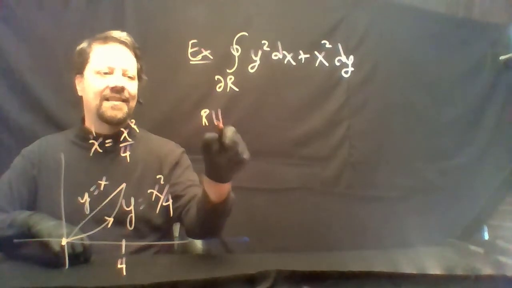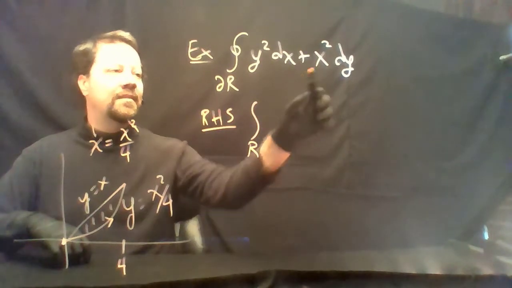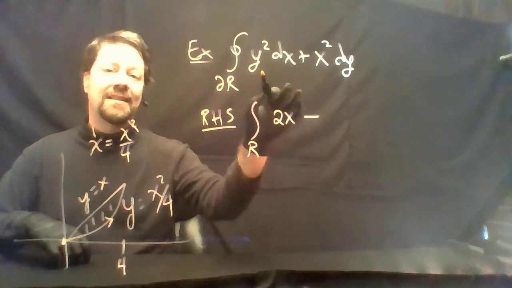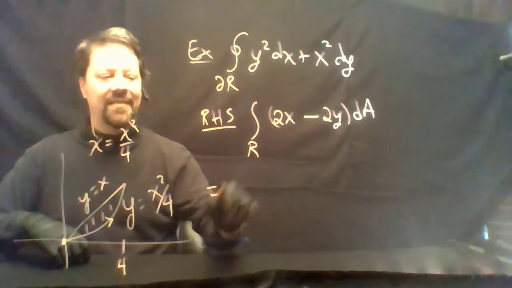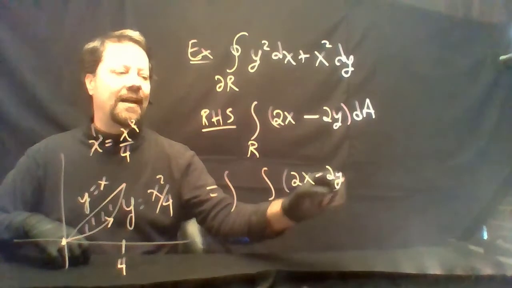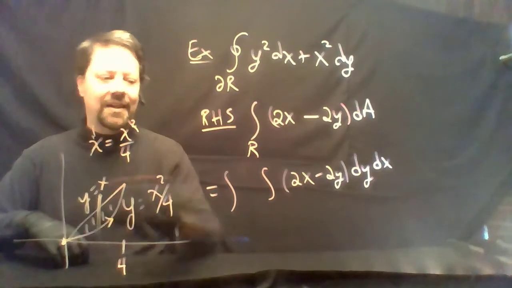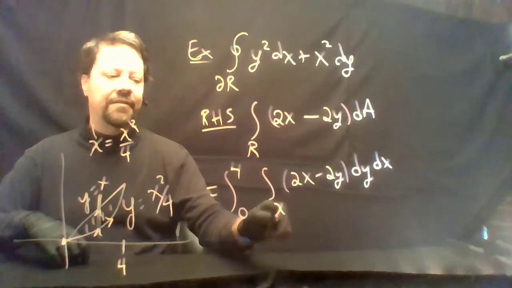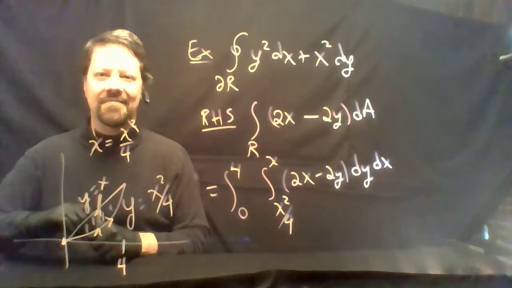On the right-hand side, we'll integrate over the region. dN/dx is 2x minus dM/dy, that's 2y, dA. Setting up the limits of integration, we'll have 2x minus 2y dy dx. We'll use vertical cross sections. X will go from 0 to 4, y goes from lower curve to upper curve. The lower curve is x squared over 4, the upper curve is x.